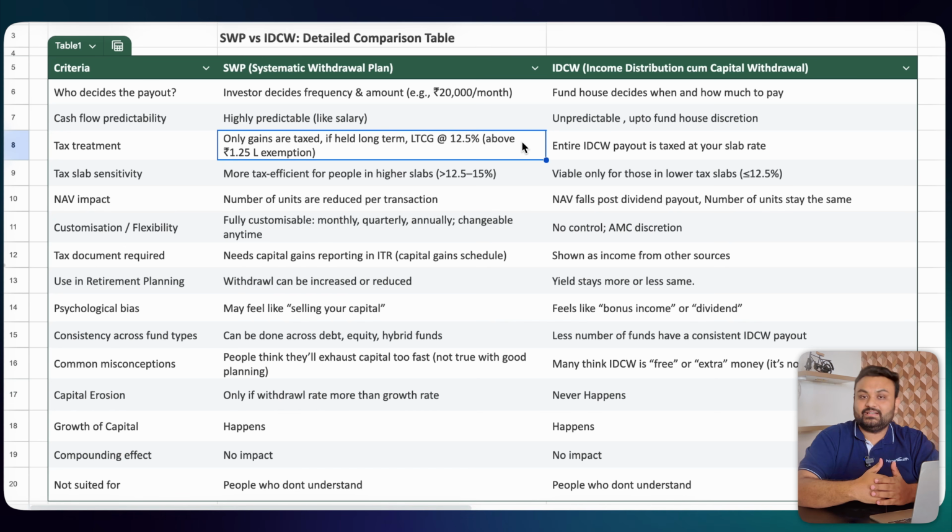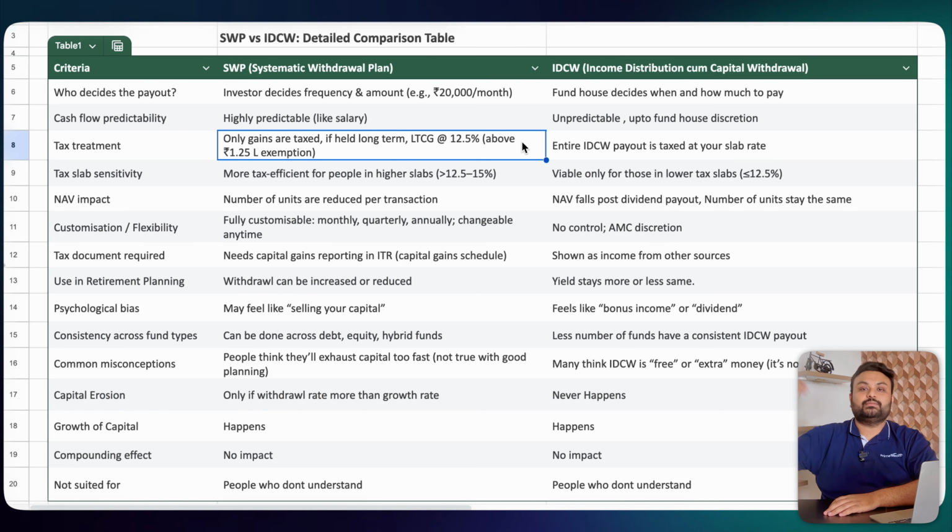In case of IDCW, whatever dividend you are going to receive in your account, or if you're reinvesting, that will get added to your total income in that year and you will be taxed as per tax slab. That means if your income stays below 12 lakhs, you end up paying zero taxes. If your income is higher than 12 lakhs, then you are subject to the marginal tax slabs. And this slab is slightly different for NRIs, which we can maybe discuss later.